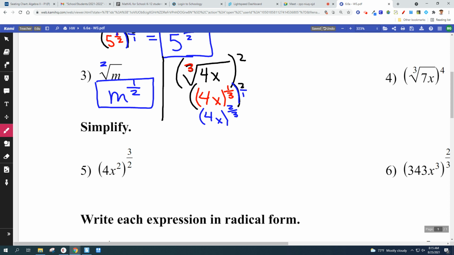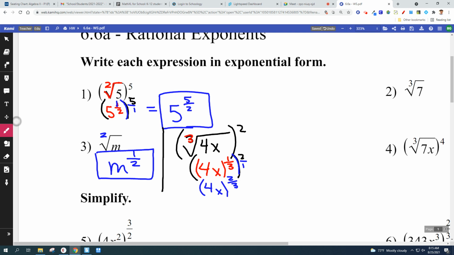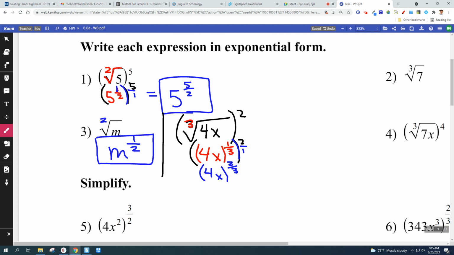Now, sometimes there are some extra things we're going to have to break down, which is going to get kind of confusing, but that's a start. Notice I didn't read the directions in that problem, but write the expression in exponential form. Exponential form, we want exponents. Radical form, we want radicals.